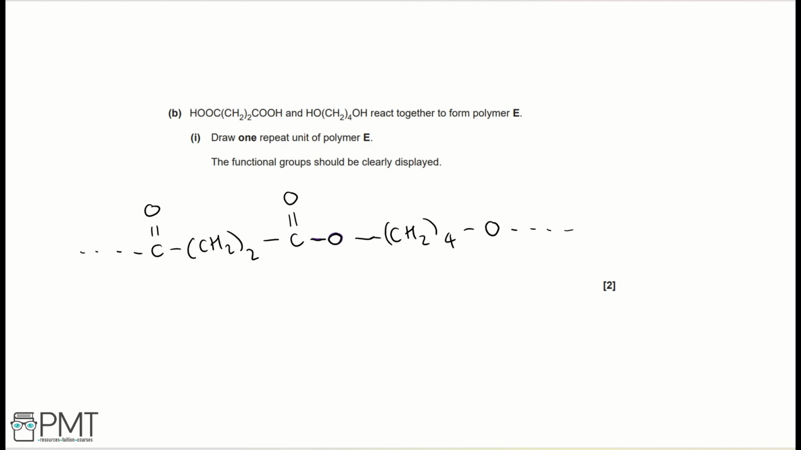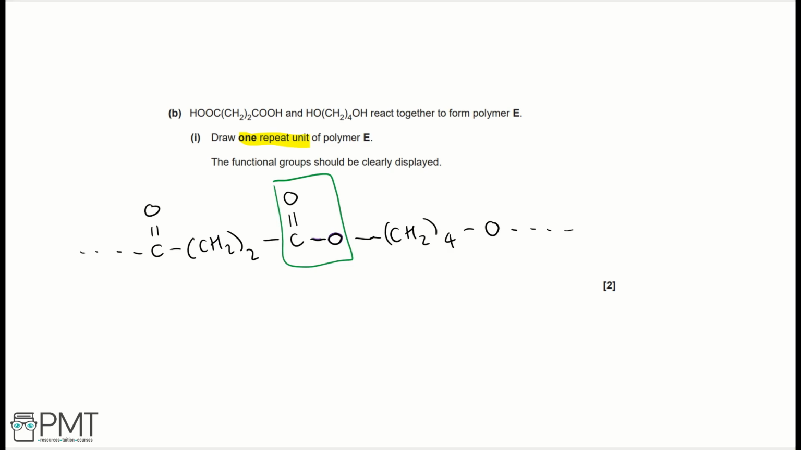So we're only asked to show one repeat unit, and our repeat unit is going to have this ester bond in. If we were asked to draw 2, it would have 2 ester bonds in. And we've clearly shown our functional groups. So this is polymer E. It's an ester polymer, and it's a condensation polymerization, which means you would form water, but we're not asked to write an equation, so we don't need to worry about water at the moment.